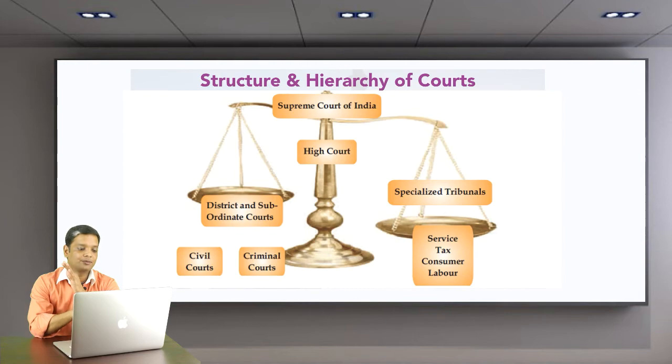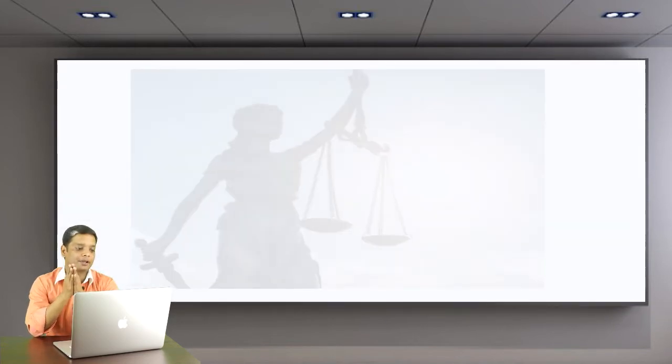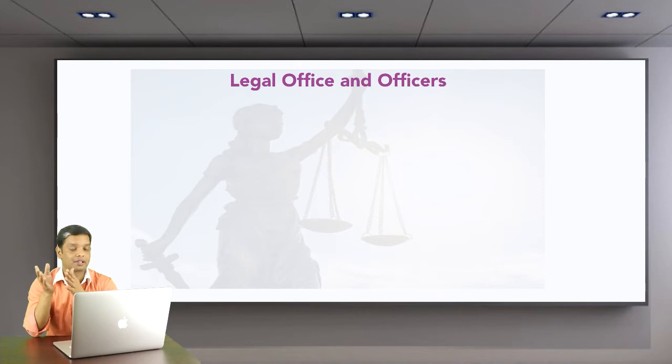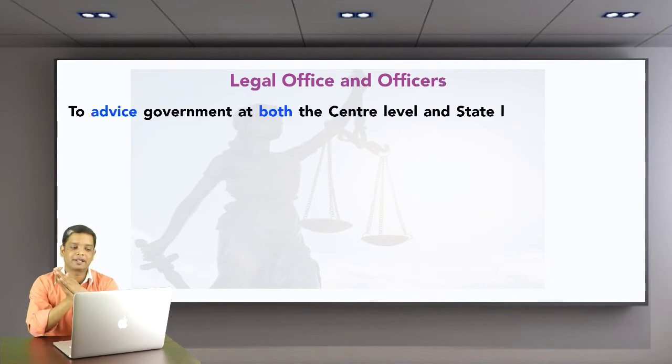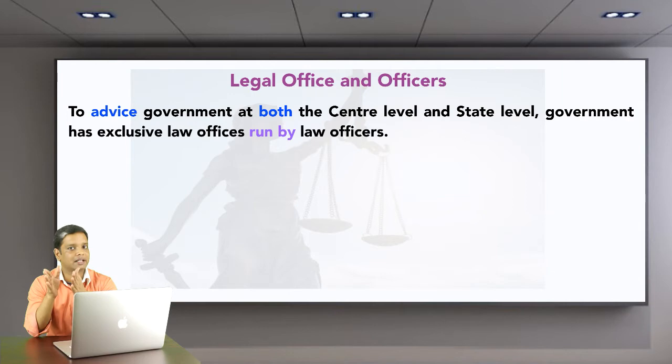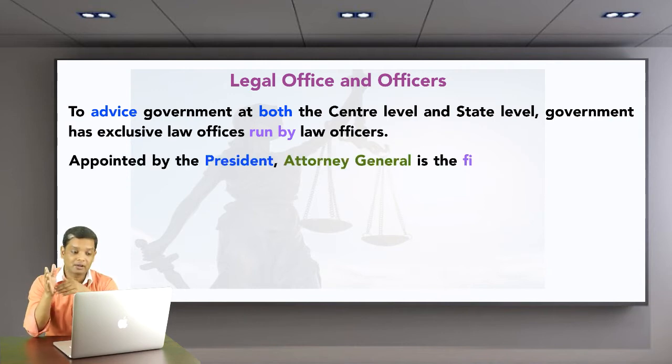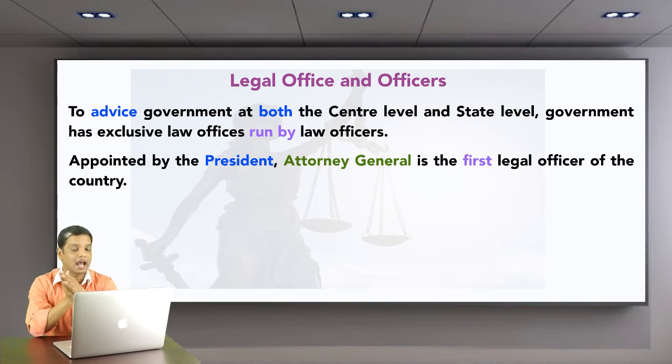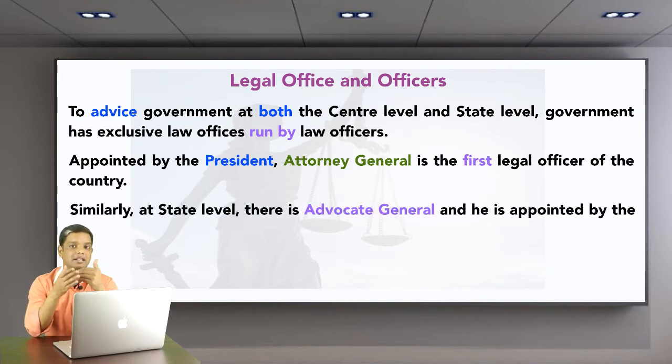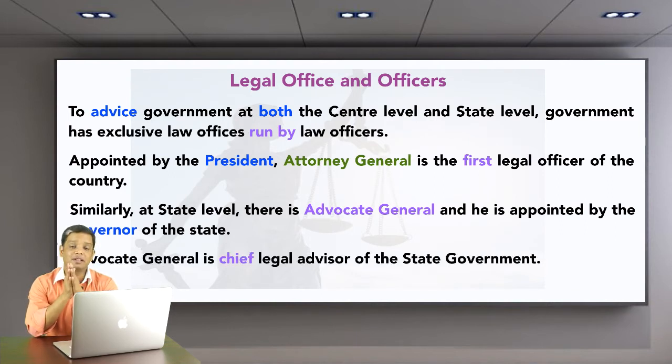So let's move further. Our next topic was legal offices and officers. To advise the government at both the center level and the state level, the government has an exclusive law office run by a law officer. At the center level, it is known as the Attorney General of India, who is the first legal officer of the country, and at the state level, it is known as the Advocate General, who is appointed by the Governor of the state. The Advocate General is the Chief Legal Officer of the state government.